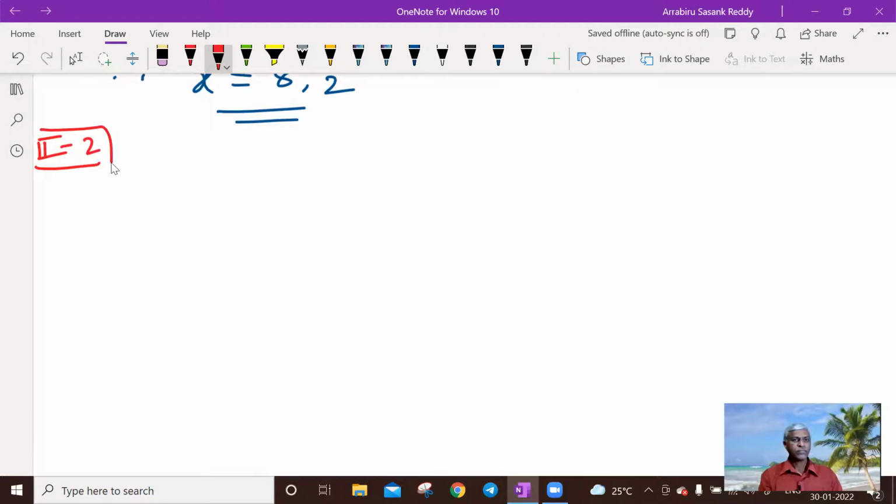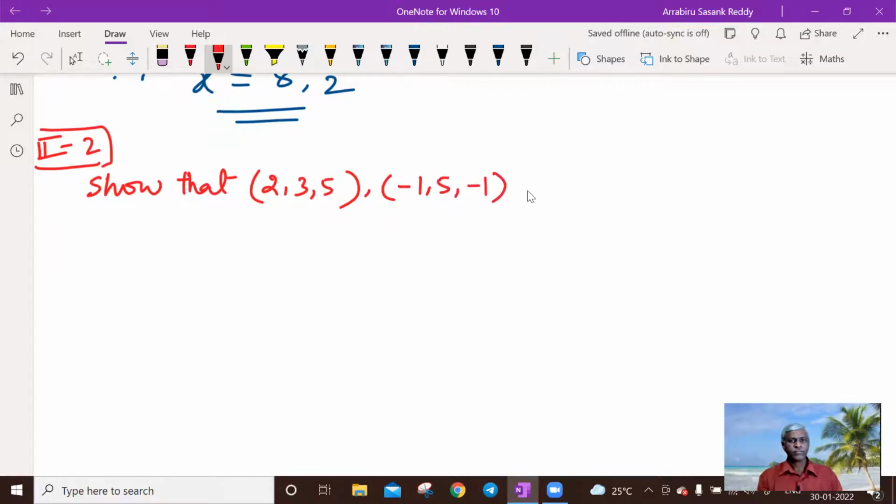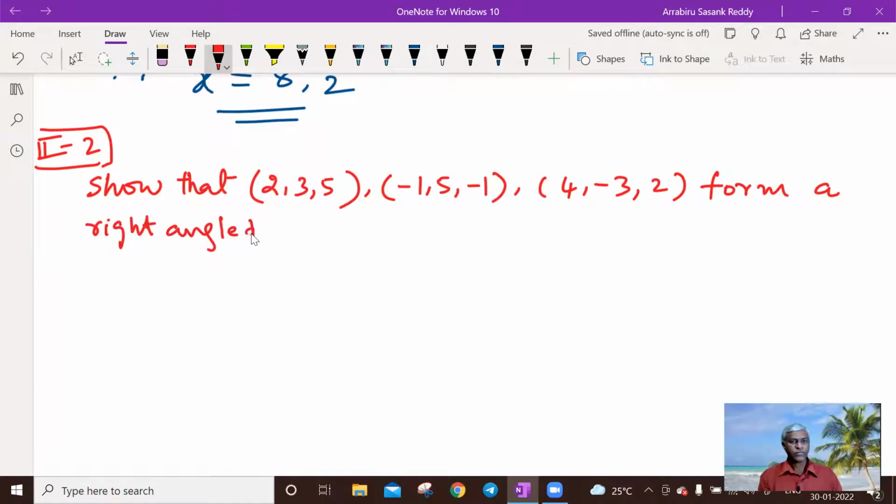Second question. Show that (2, 3, 5), (-1, 5, -1), (4, -3, 2) form a right angled isosceles triangle.